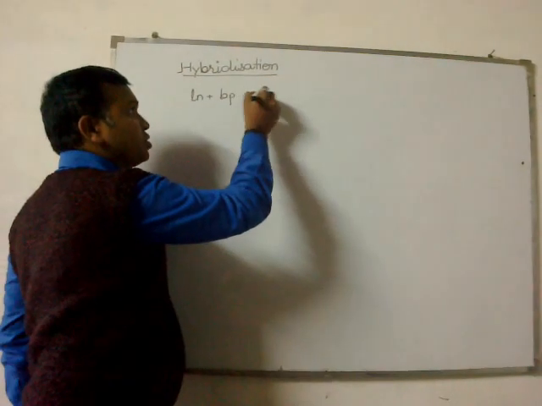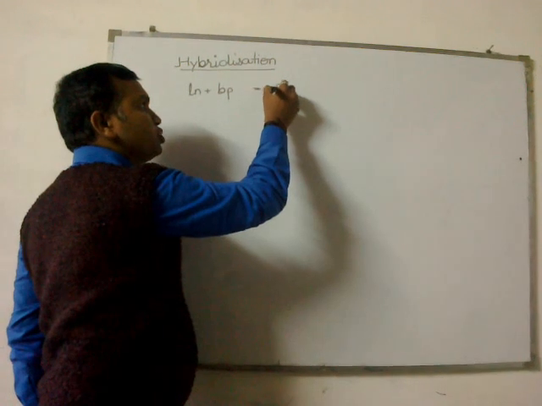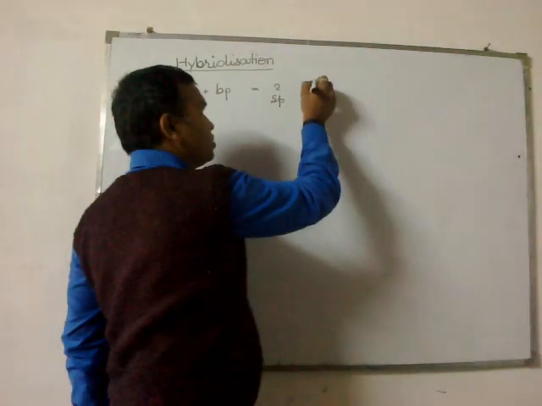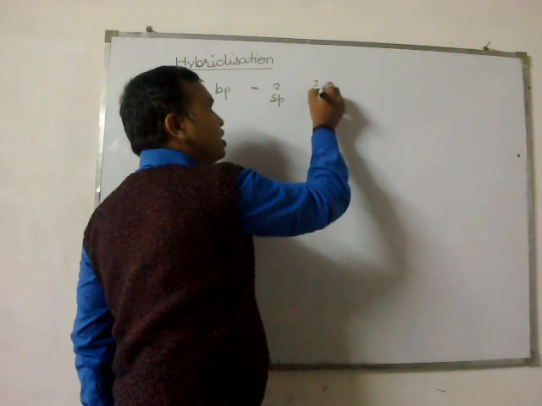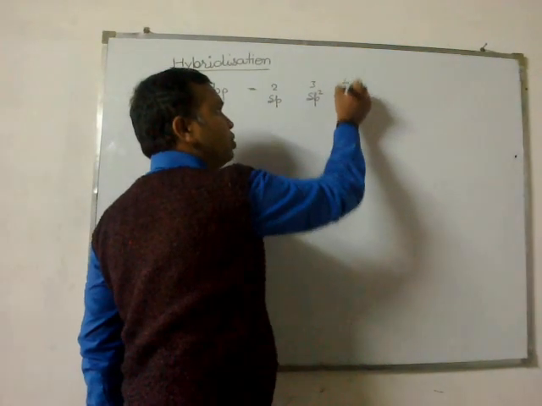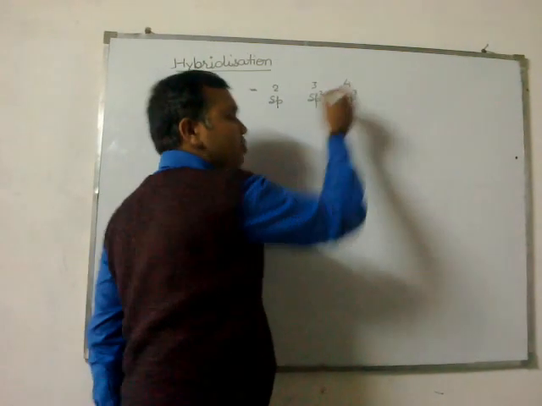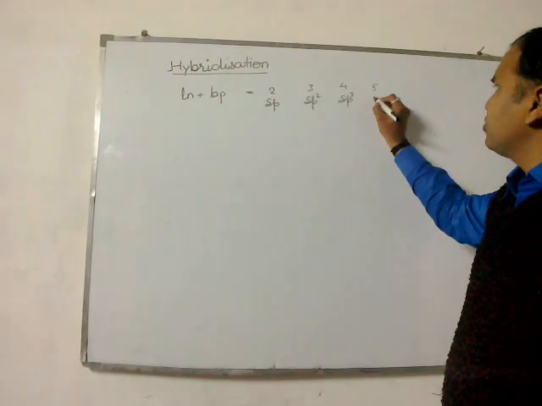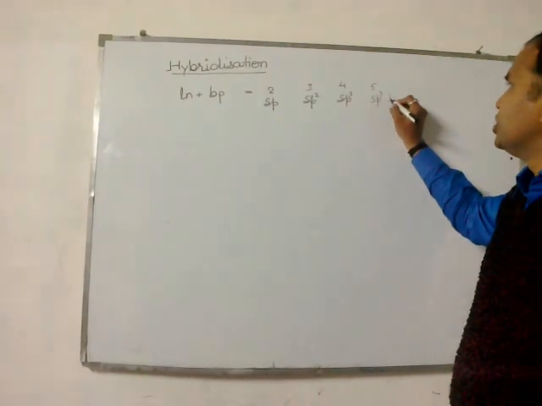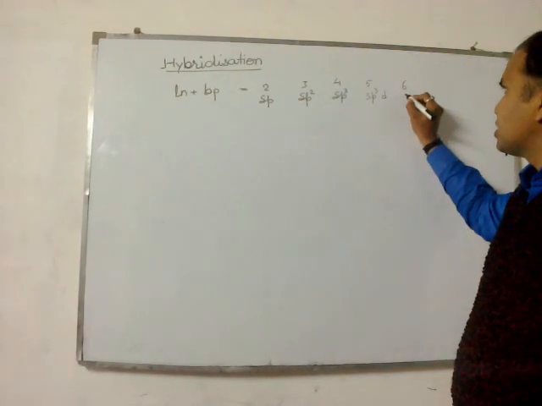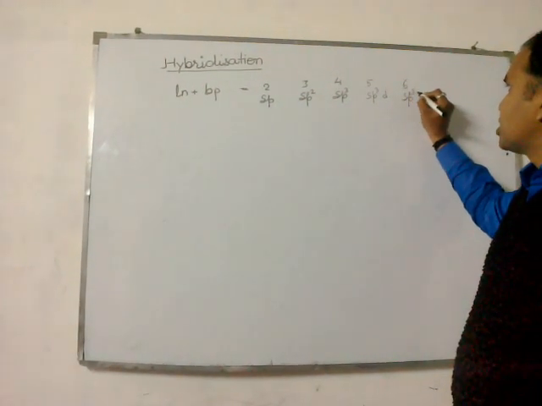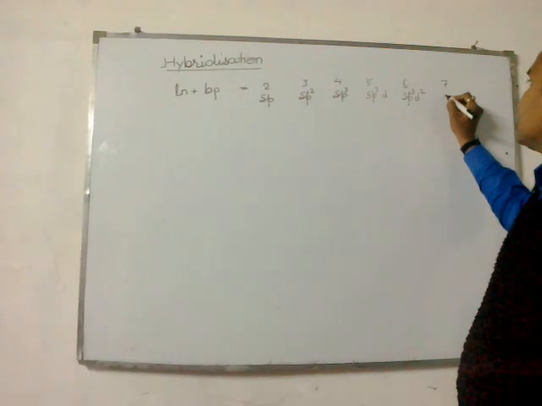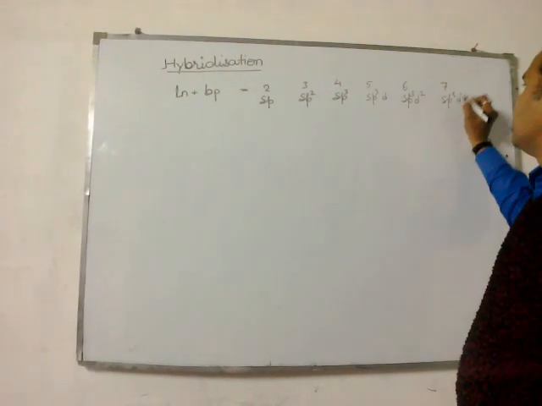If the sum of the lone pairs and bond pairs comes to 2, then the hybridization will be sp. If it comes to 3, then it is sp2. If it comes to 4, then it is sp3. And if it comes to 5, then it will be sp3d. If it comes to 6, then it is sp3d2. And if it is 7, then it is sp3d3.